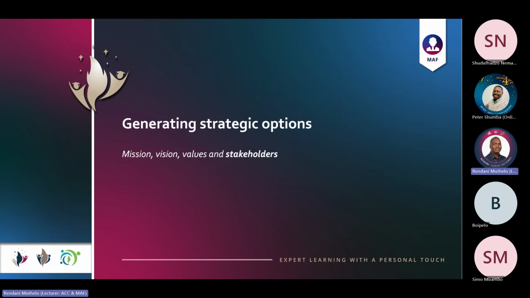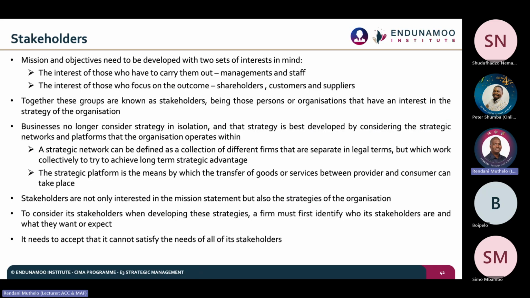We have mentioned before that when we are devising our mission and vision, we are traditionally mindful of stakeholders. And we're going to see that there are market stakeholders and non-market stakeholders. Generally, when we talk about stakeholders, we are talking about market stakeholders. These are those that have an interest in our strategy, generally the people that execute on that strategy and the people that are affected by that strategy.